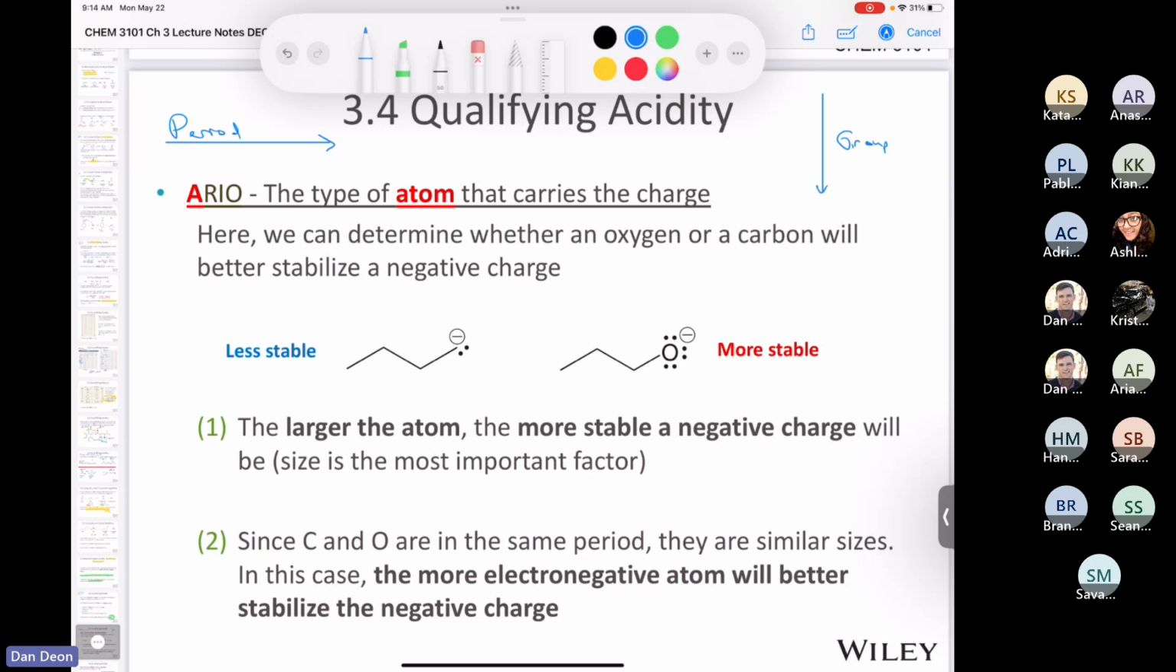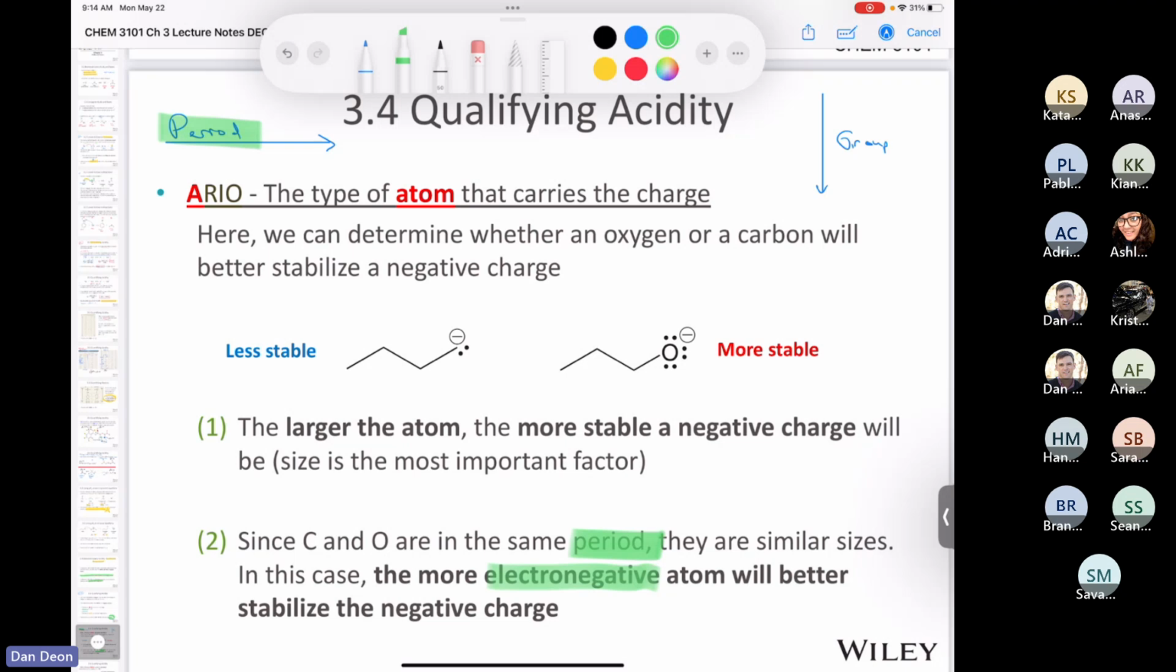So let's take a look at two atoms that are in the same period. So it says here we can determine whether an oxygen or a carbon is going to better stabilize a negative charge. So we're going to skip right ahead to number 2 here, okay? We're going to skip number 1. And it says, since carbon and oxygen are in the same period, they are similar sizes. So in this case, the relative stability of the base is going to be based off of electronegativity. Now, which atom is more electronegative? Is it oxygen or carbon?